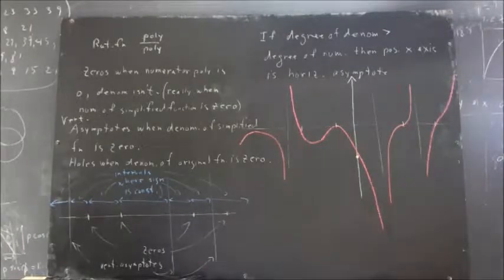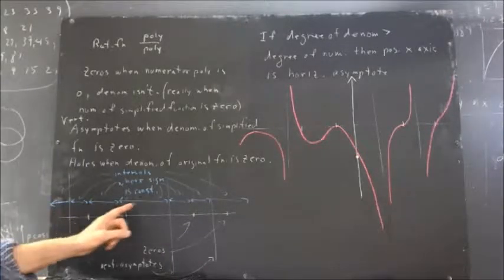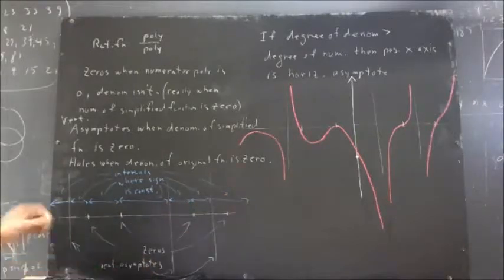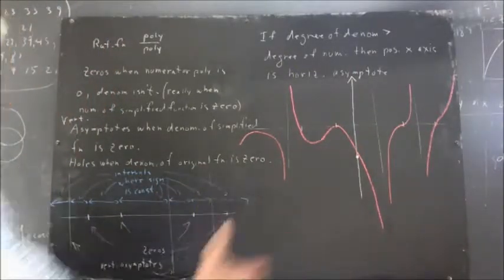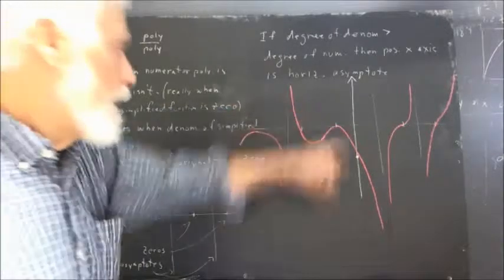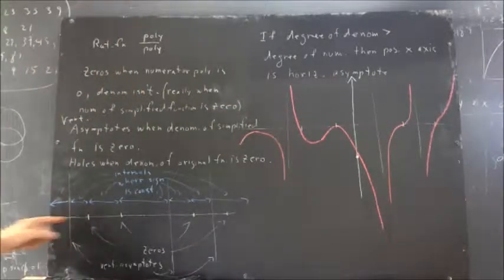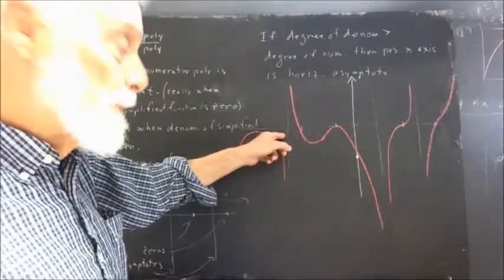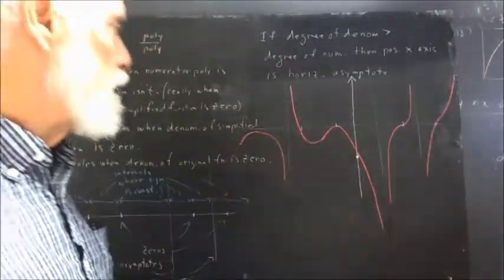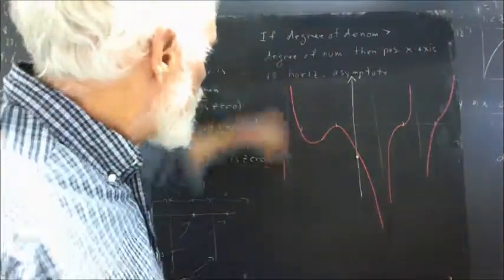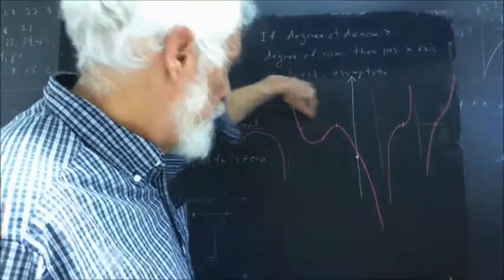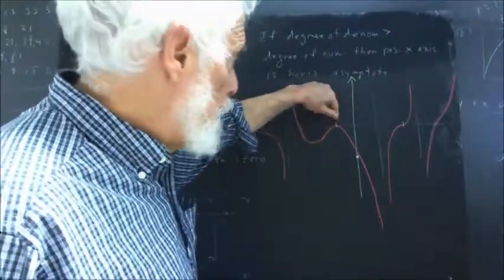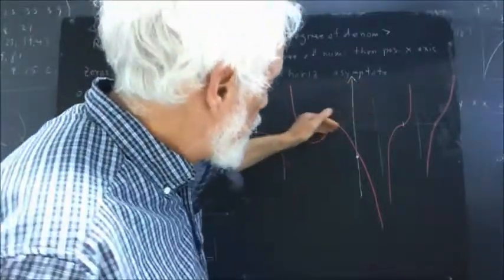Again then, we have intervals where the graph has constant sign. Those are the intervals between, and to the left of the leftmost and to the right of the rightmost, vertical asymptote and or 0. We see that behavior exhibited here. To the left of the leftmost asymptote or 0, the graph is negative. Between this asymptote and this 0, the graph is always positive. Between this 0 and this 0, it's negative. Between this 0 and this asymptote, it's negative.